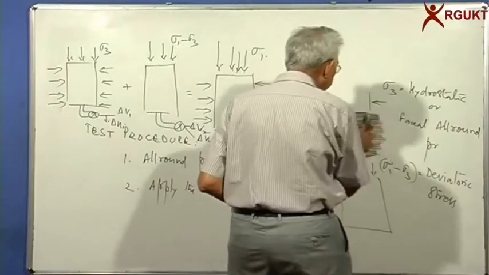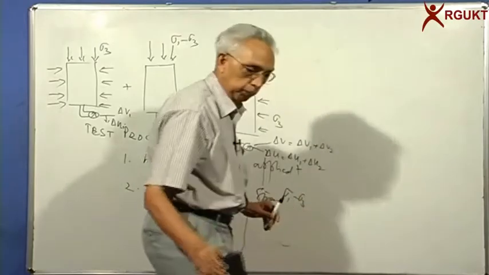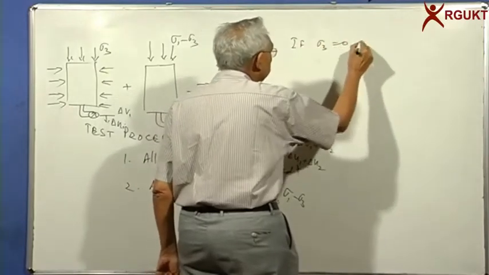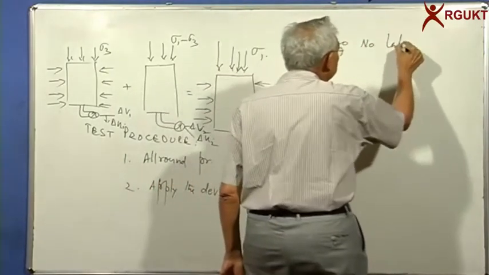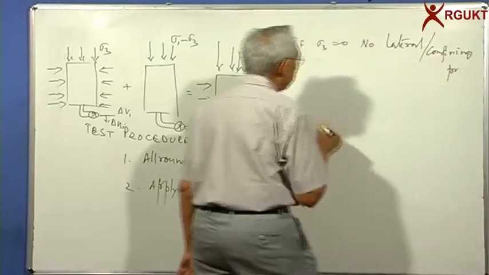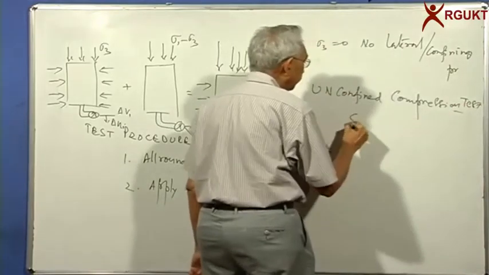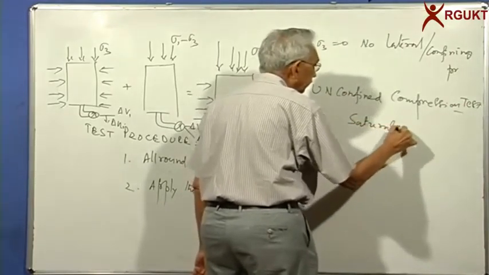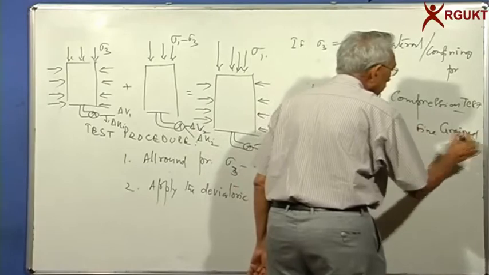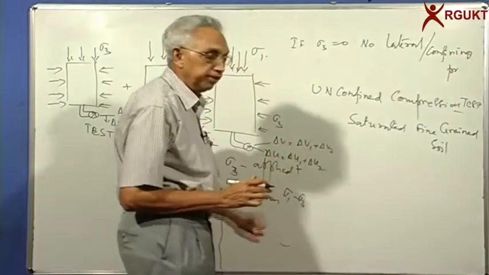Now, the simplest form is that if you do not apply sigma 3, if sigma 3 is equal to 0, no lateral or confining pressure, we call it an unconfined compression test. Usually we do it on saturated fine-grained soil. And we do not measure anything other than the deviatoric stress.